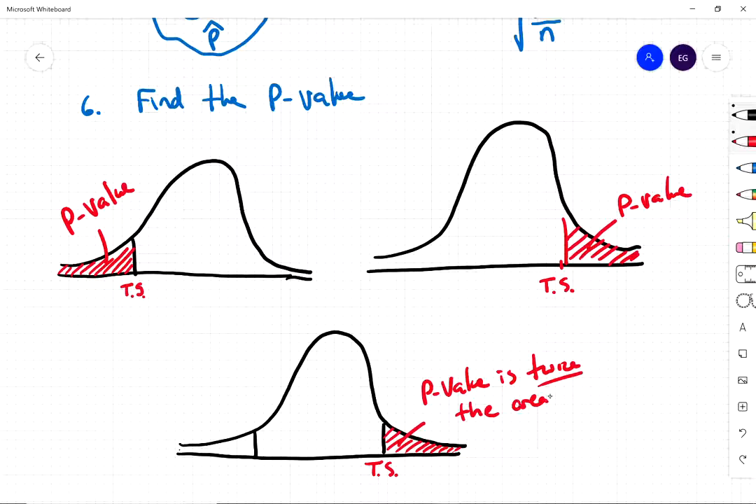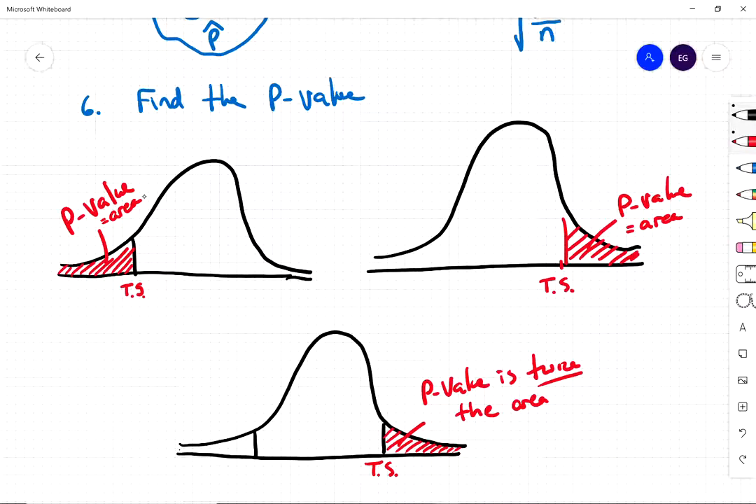So if it's a one-tail test, the p-value equals the area. And if it's a two-tail test, you double the area outside of the test statistic.